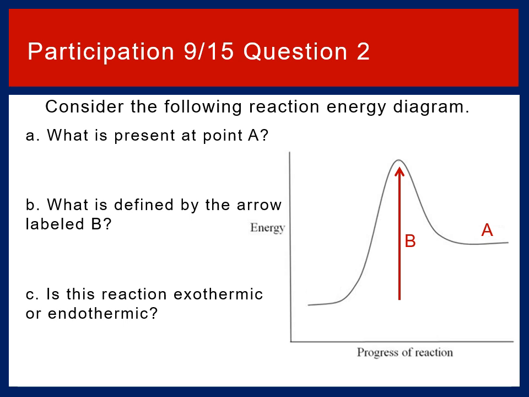Participation 915, question 2. Consider the following reaction energy diagram. A, what is present at point A, labeled with a big capital A. B, what is defined by the arrow labeled B, the arrow labeled with letter B. And C, is this reaction exothermic or endothermic?